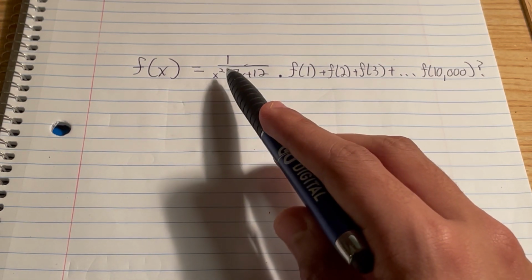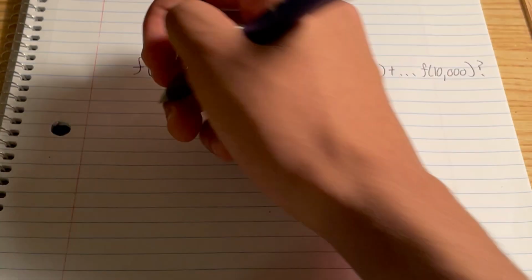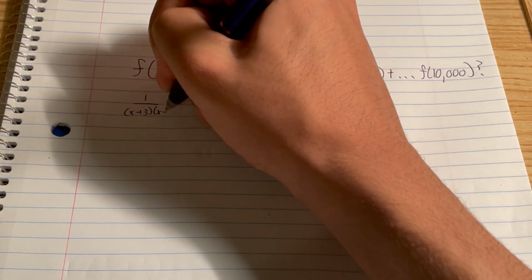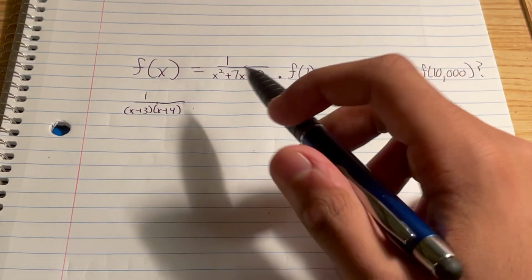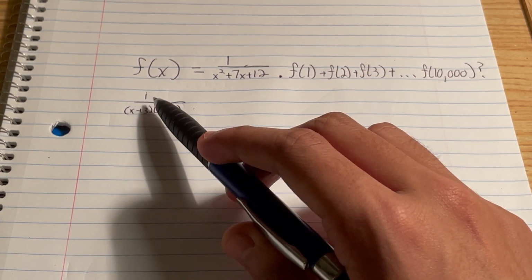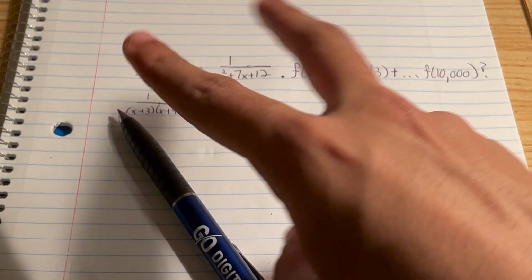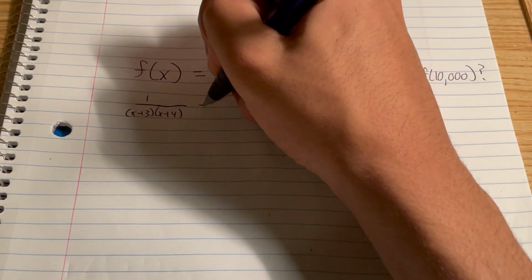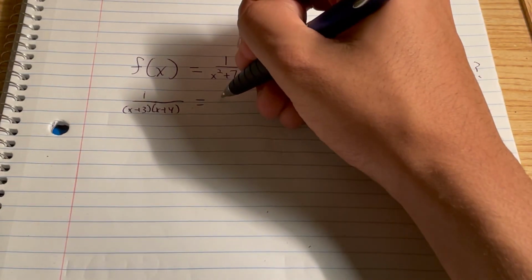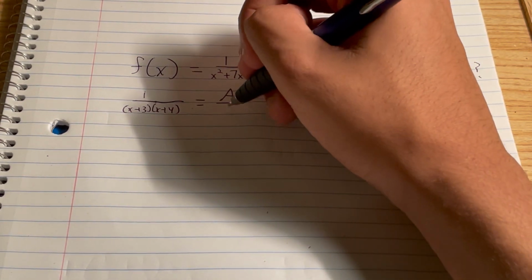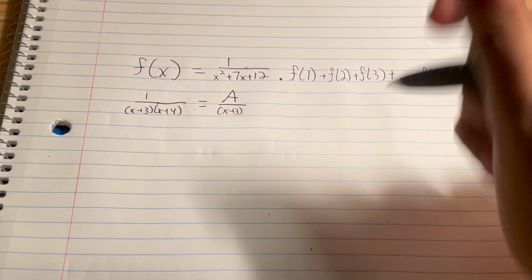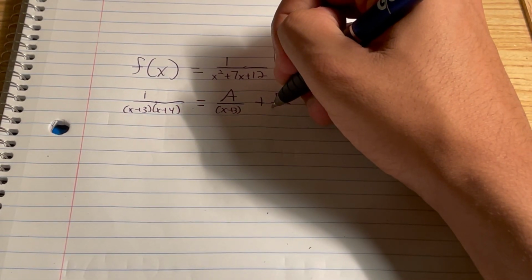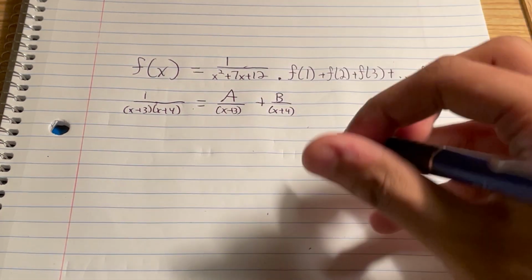Now, obviously, we can see that x squared plus 7x plus 12 can be factored into 1 divided by x plus 3 times x plus 4. It can be factored like that. The problem is we need these two fractions to be separate, not in the same fraction. And so to get it into two fractions, we can do this. We can set this equal to some constant a divided by x plus 3, like that, plus some constant b divided by x plus 4, like that.